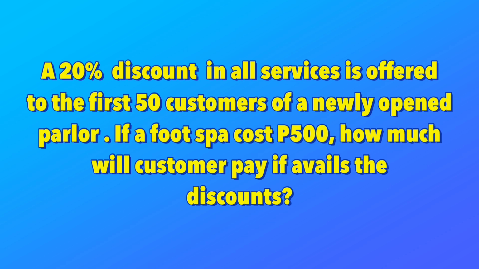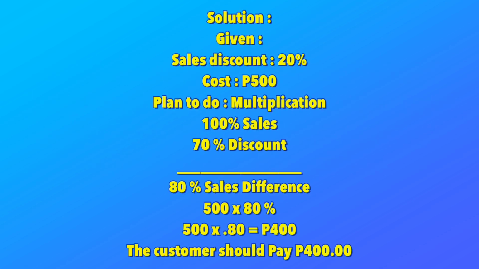Okay, so first we're going to pick up all the given so that we can analyze what we're going to do. So the sales discount given is 20% and the cost is 500. And plan what to do. So we're going to multiply. But before we multiply, we're going to subtract 100% minus the 20% discount. So the remaining is 80%, which is called the sales difference.